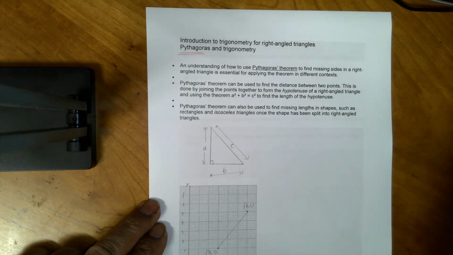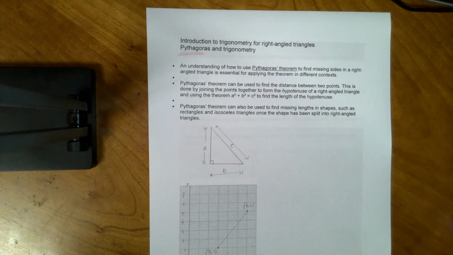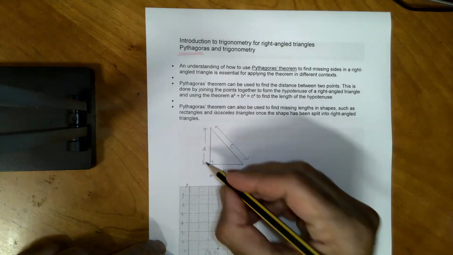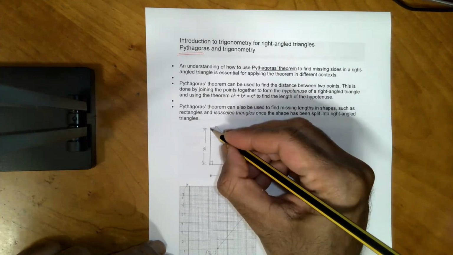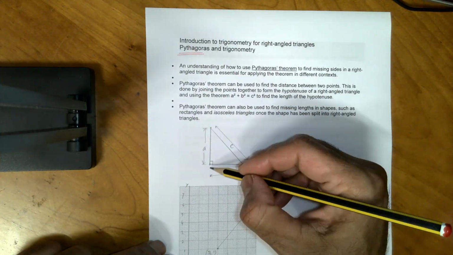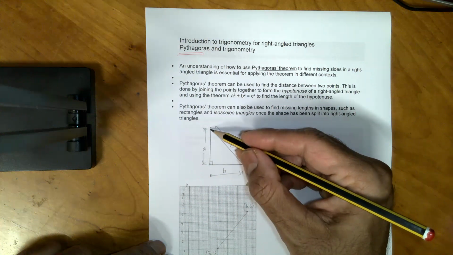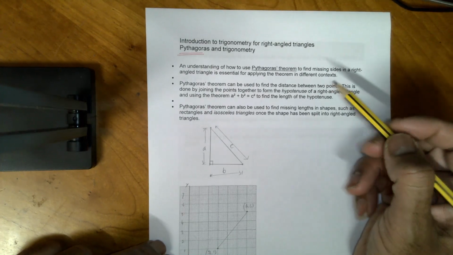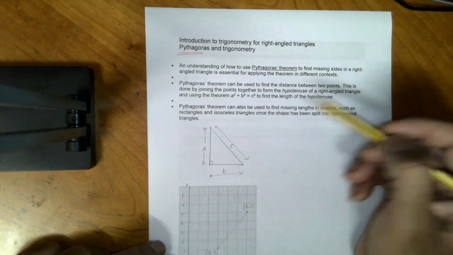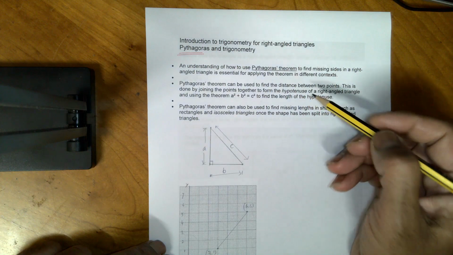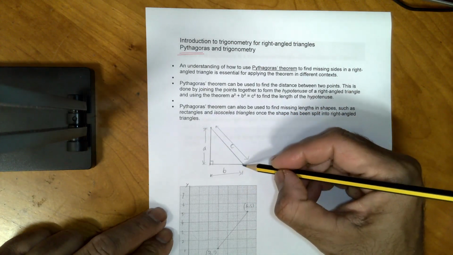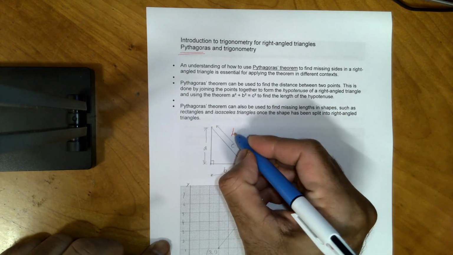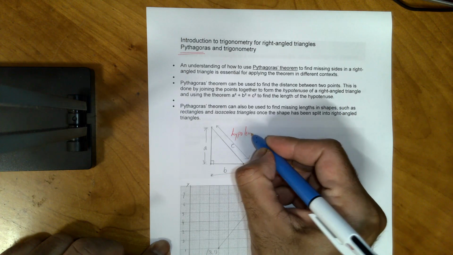In Pythagoras theorem, we use it to find the distance between 2 points. So you can say these are the points. So any distance between 2 points, let's say these two or these two or these two. And this is done by joining the points, which we have done already, to form the hypotenuse. So the longest side here, which is C, we call this side hypotenuse.